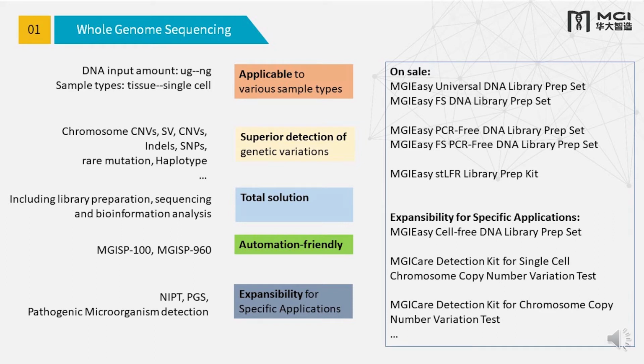So for these 5 different criteria, we set up different goals for our customers. We have 5 different library kits on sale: 2 with PCR, 2 without PCR, and another with single tube, a unique technology we can introduce a little later. Along with these library kits, we have some expansion to specific applications. We have the library kit for NIPT, so if your customer is an NIPT provider or a lab in a hospital, they can use it. We have the single cell CNV test for PGS, and the chromosome CNV test for newborn testing and also miscarriage issues. So there are some specific applications.